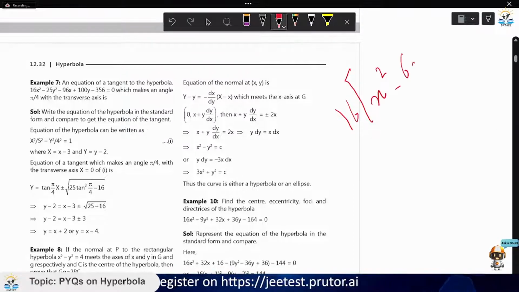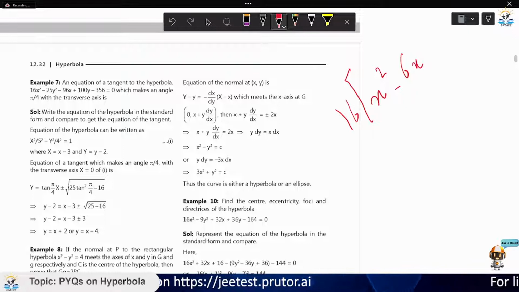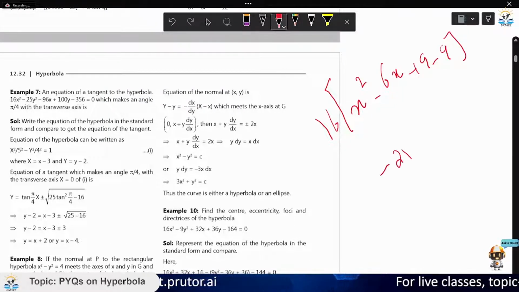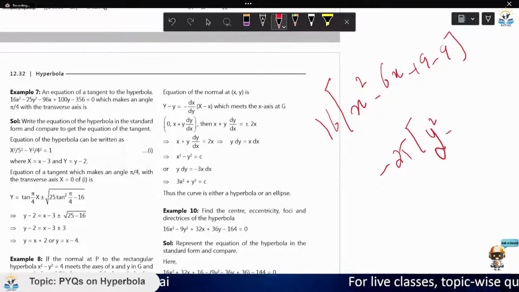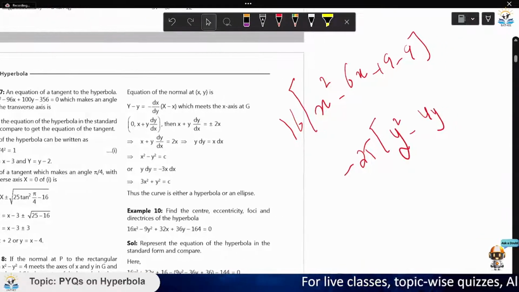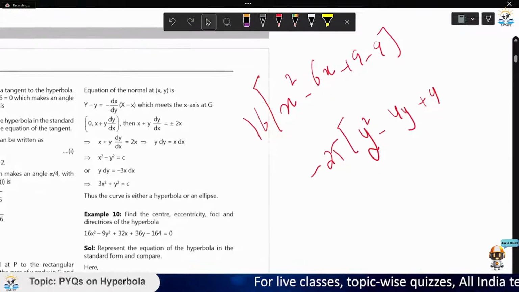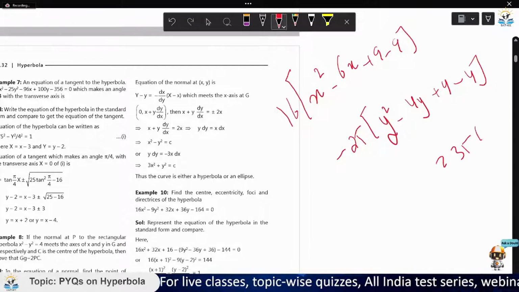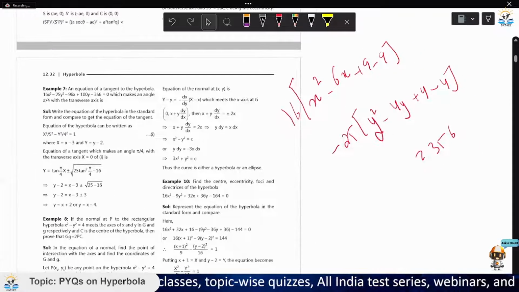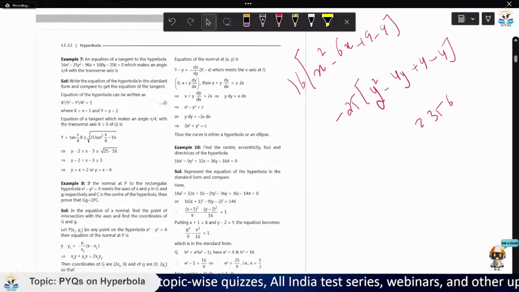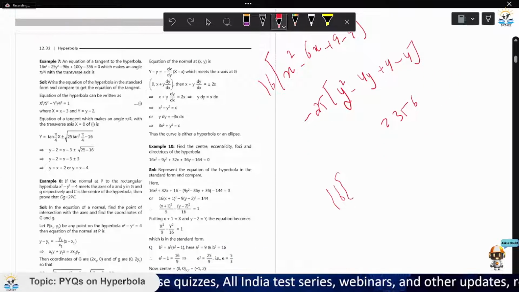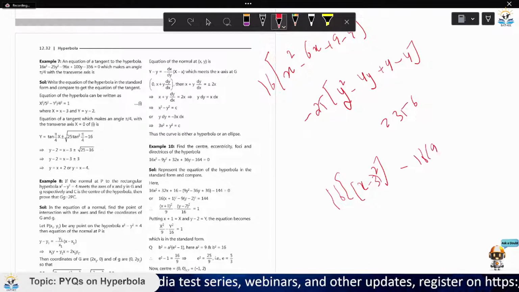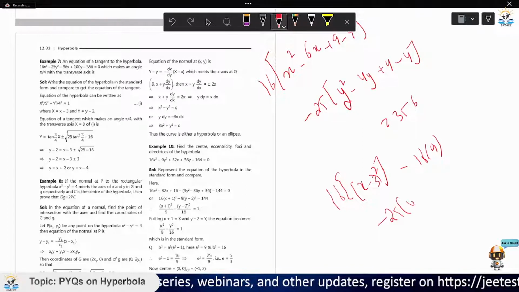x square minus 6x, right? Is it 6x? Yes, it is 6x. So plus 9 minus 9. Then we have minus of 25 common. So we have y square, we have minus of 4y. Then I have to take plus 4 in common, minus 4, and let this be equal to this. Okay, and now what do we have here? We have 16 of x minus 3 whole square minus 16 into 9 minus 25.